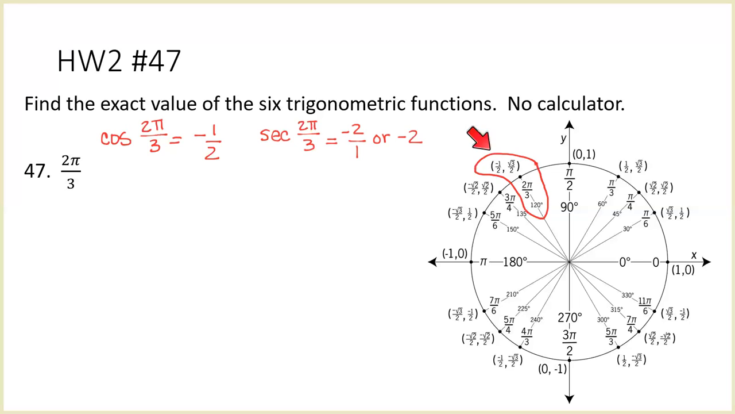So all of these x values on the unit circle, that's your cosine. And all of the y values are sine. So now we can do sine and its sister. Actually, I'm going to write these at the top. So the cosine of 2 pi over 3 is -1/2, and the secant is -2. So now let's do the sine.